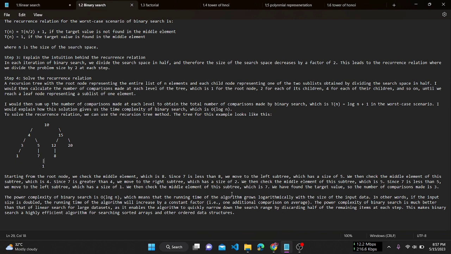Since 7 is greater than 5, we move to the left subtree, which has the size of 1. We then check the middle element of the subtree, which is 7. We have found the target value. So the number of comparisons made is 3. The time complexity of a binary search is O(log n), which means that the running time of the algorithm grows logarithmically with the size of the input data.